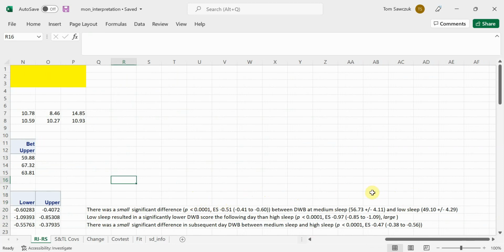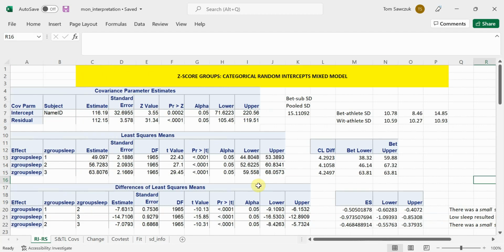And then to show that difference in real terms, we could add in the estimates that we've taken above. So for medium sleep, 56.73 plus 4.11, so 56.73 here and 4.11 there. And then for low sleep, we could use the same column for their estimate, and then the confidence limit difference, which is there.